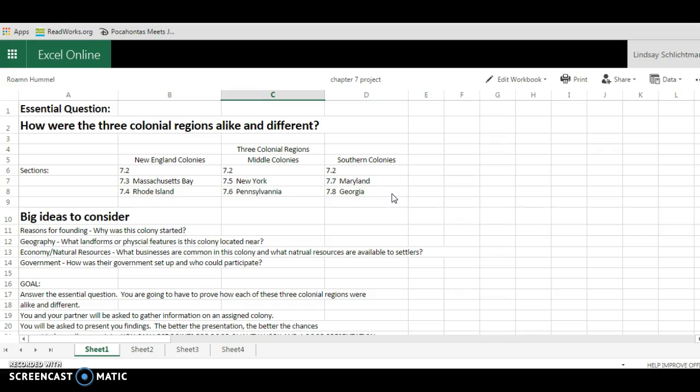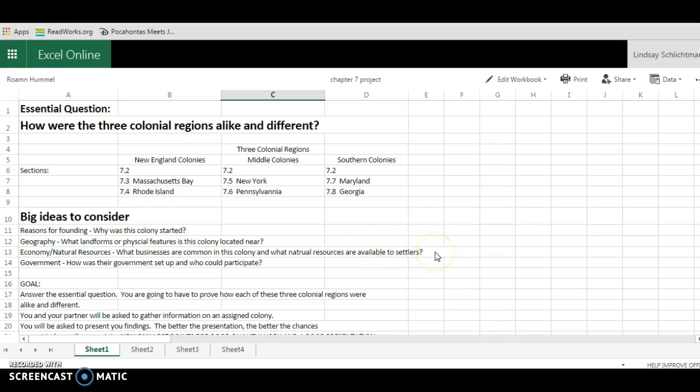Some things that you need to consider. You will need to consider reasons for founding. So why was this colony started? Why did people begin developing this colony? You'll need to consider the geography. What landforms or physical features is the colony located near? Remember, this could be bodies of water, it could be mountains, all sorts of landforms. You can refer back to Chapter 1 as needed for that.